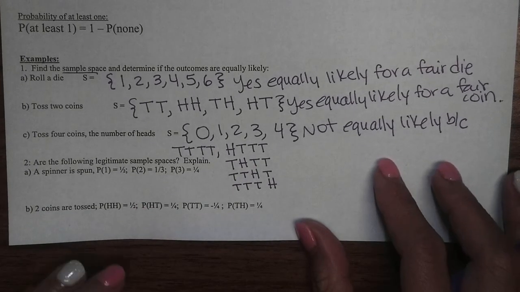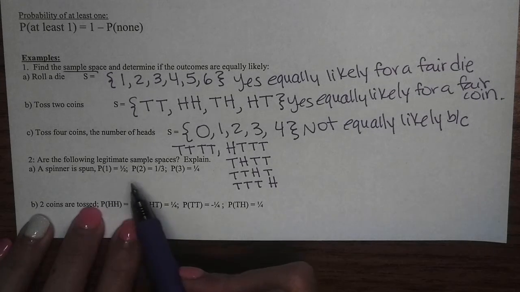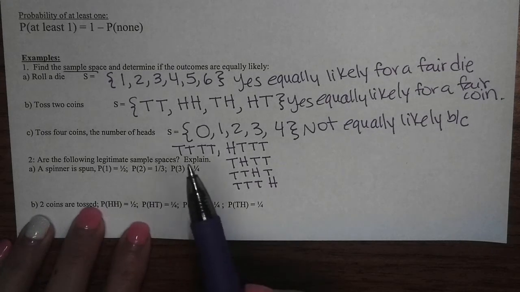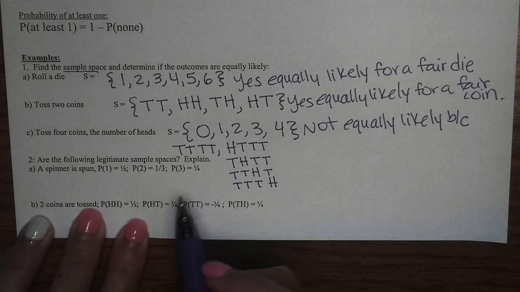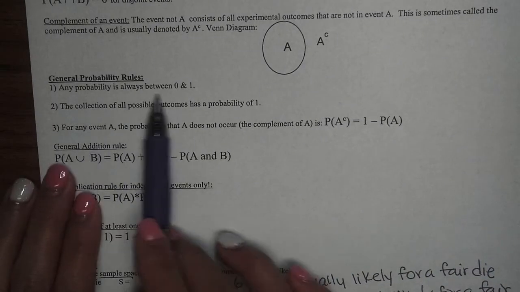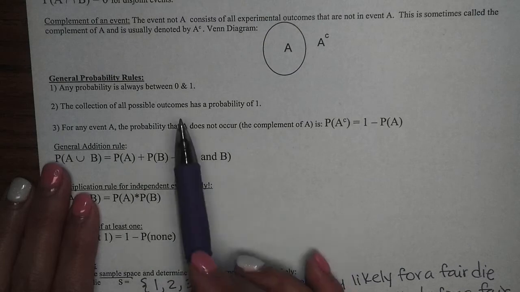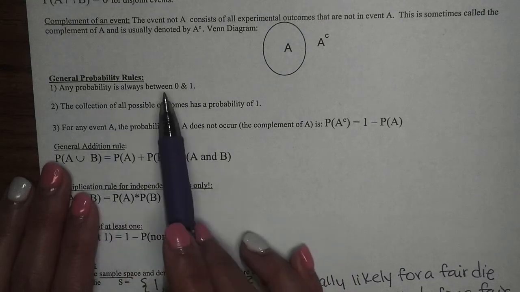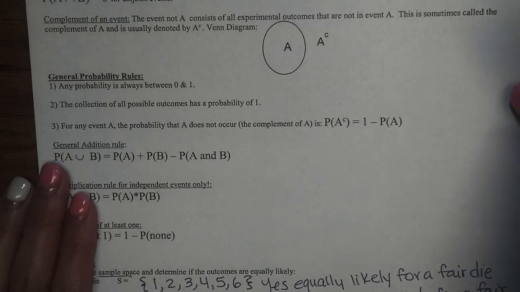Now for number 2, it's still talking about sample spaces. Which of the following are legitimate sample spaces? For the legitimate sample spaces, your probabilities have to add up to 1. That was one of the rules that you need to know. The probabilities have to add up to 1. Probabilities should always be between 0 and 1, so it can't be negative and it can't be more than 1.